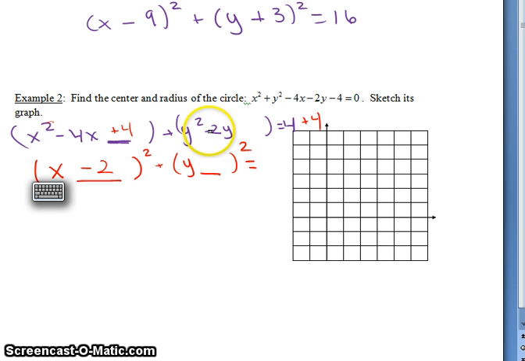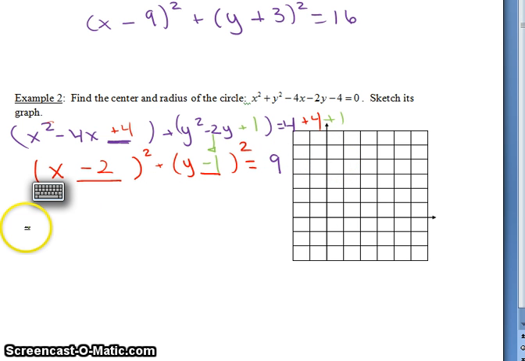So looking at the y's, we have a minus 2, so you take half of minus 2, which is minus 1. You square minus 1. Minus 1 squared is plus 1. So we have a plus 1 we added on the left-hand side of our equation, so we're going to add 1 to the right-hand side. Okay, so now we're just going to simplify. 4 plus 4 plus 1 is 9.